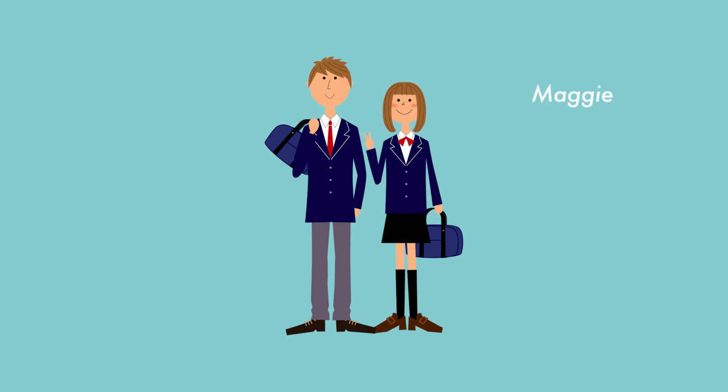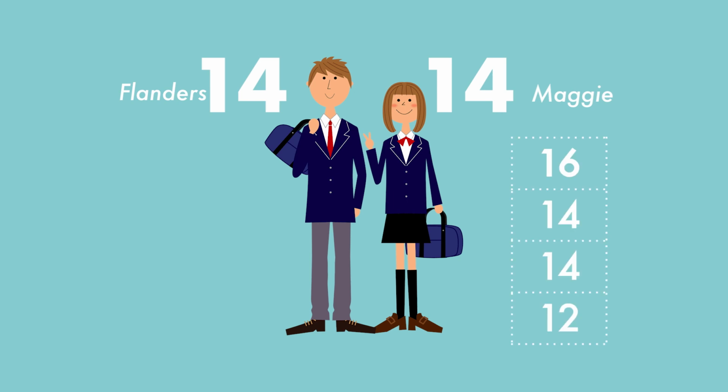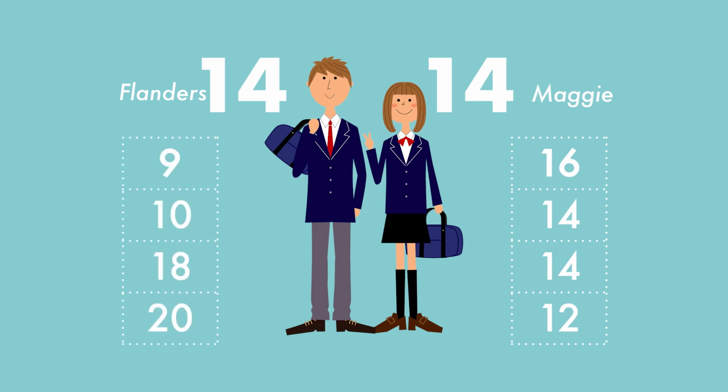Suppose that two students, Maggie and Flanders, had the same average grade at school, 14 out of 20. Maggie's grades were 16, 14, 14, and 12. Flanders' grades were 9, 10, 18, and 20. Will it be possible to determine which of the two students had the most regular grades?